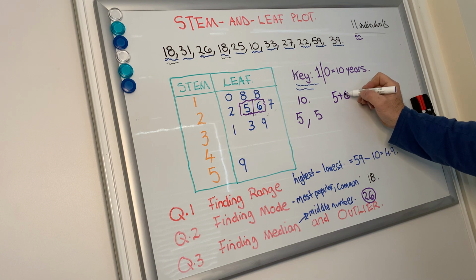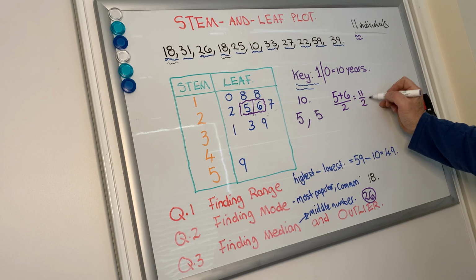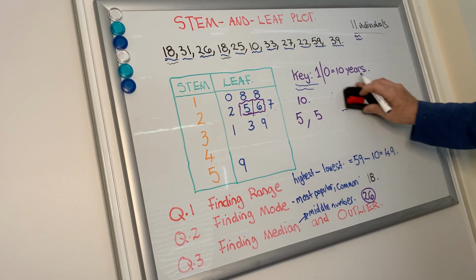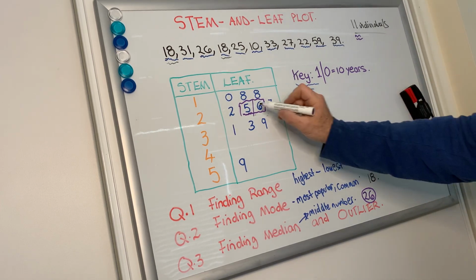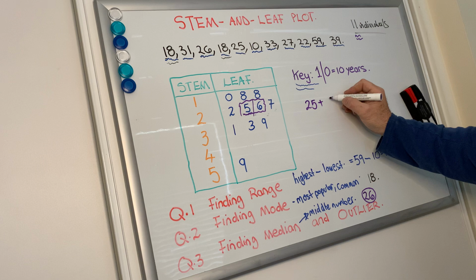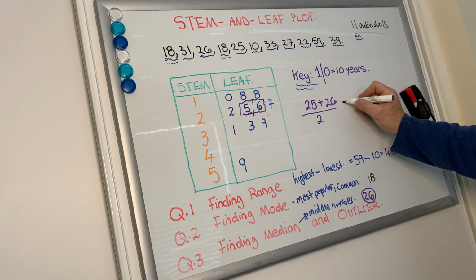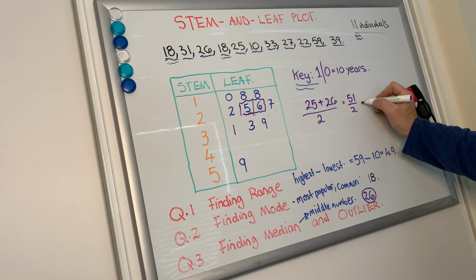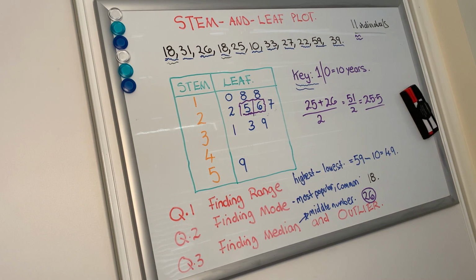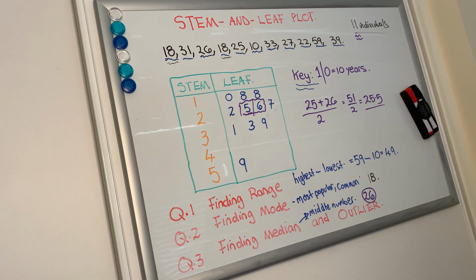plus 6 divided by 2, which is equal to 11 divided by 2, which is equal to 5 point. Oh, my apologies. Very sorry. It should be 25 plus 26, divided by 2. So 25 plus 26 is 51. 51 divided by 2 is equal to 25.5. That would be the median if we didn't have this number here. Okay? I just wanted to show you that way.